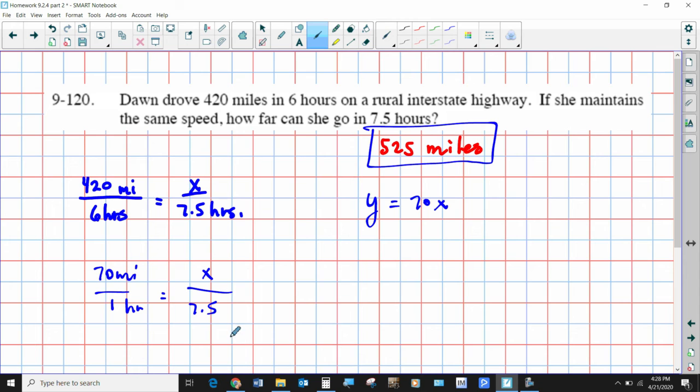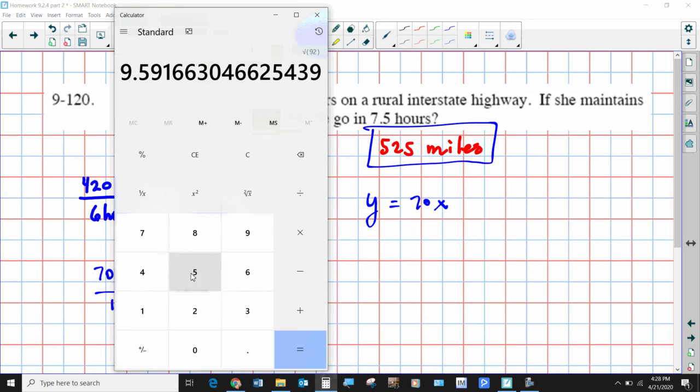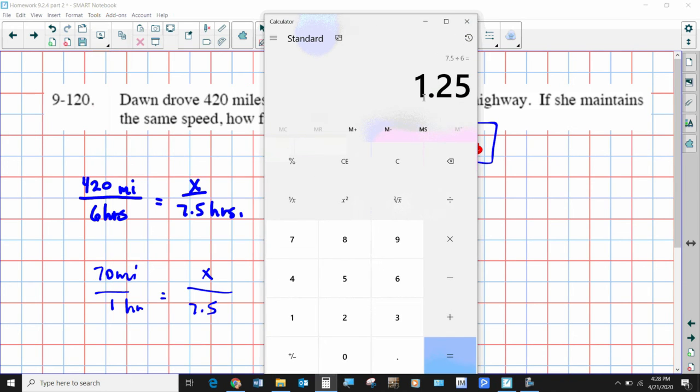Or use proportional reasoning here. You can cross multiply. Any way you do it, you're going to be multiplying 70 times 7.5. So unless you did this, and I'm just curious, what is 7.5 divided by 6? If you had multiplied 420 times 1.25, you would also get the answer. There you go.